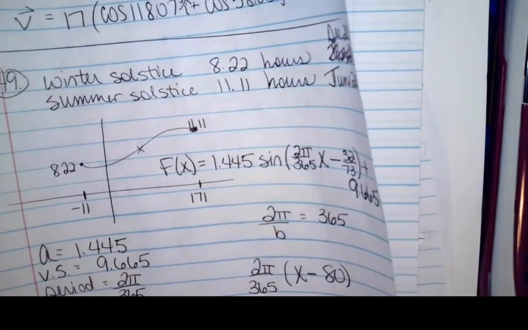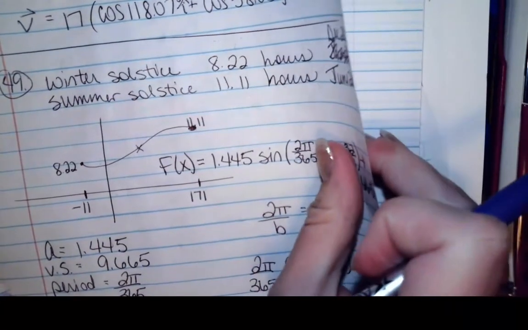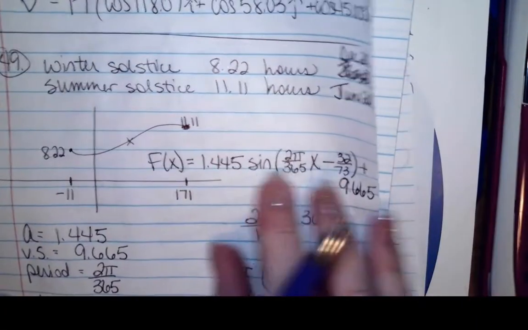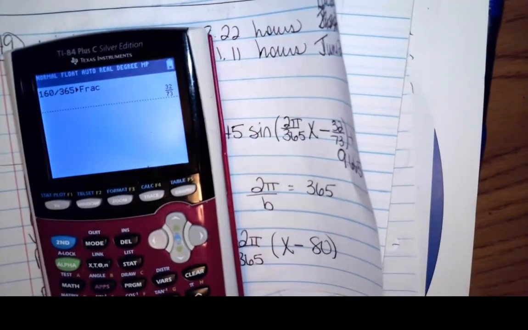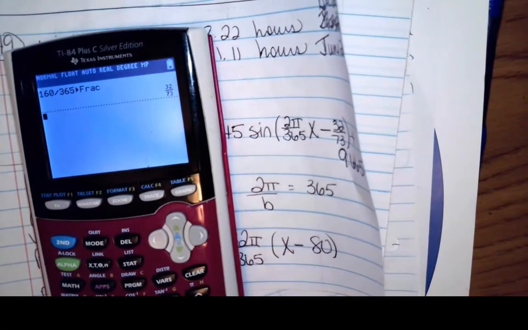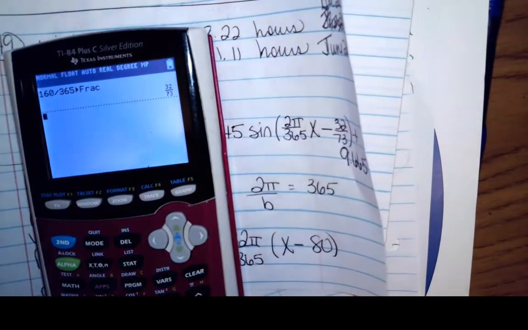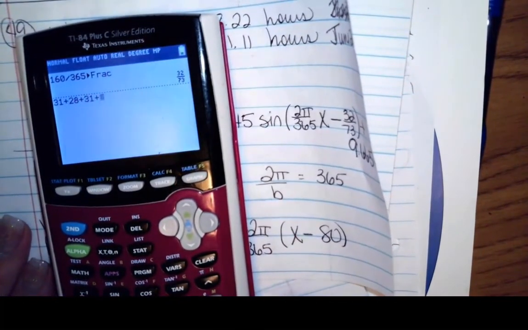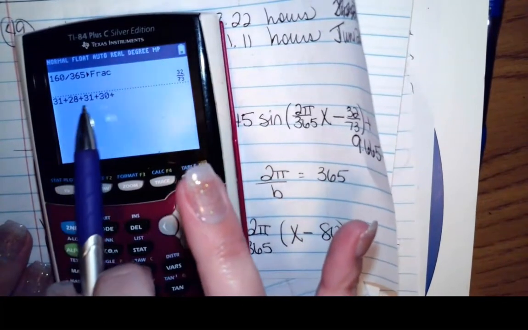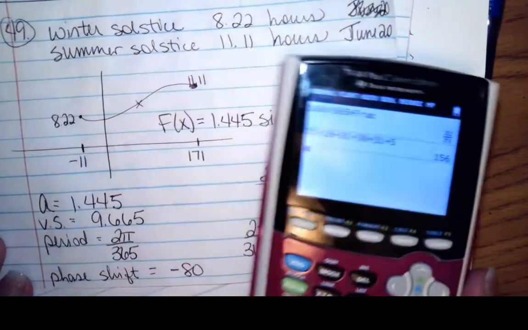Now, I would like to know, what is the number of hours of sunlight on June 5th? Okay, so I know what this is. Now I've got to figure out the number of hours of sunlight on June 5th, which means I need to figure out what number day of the year June 5th is. So it's 31 plus 28 plus 31 plus 30, so January, February, March, April, May, plus 5 days in June gives me 156.